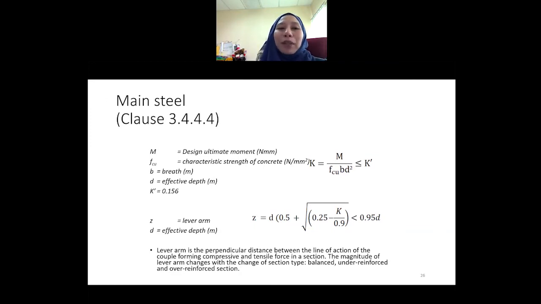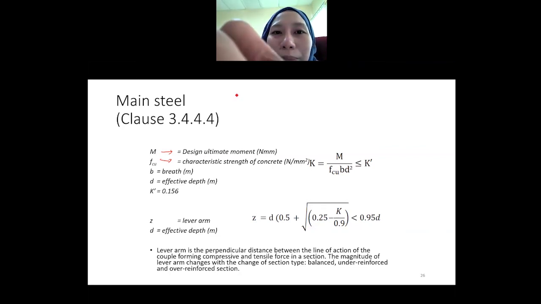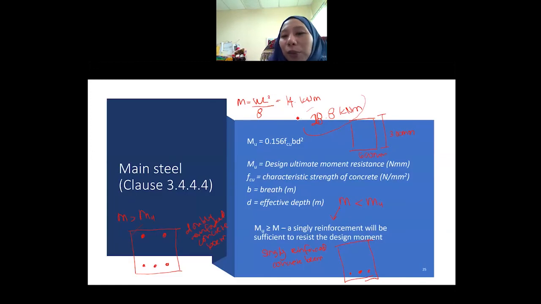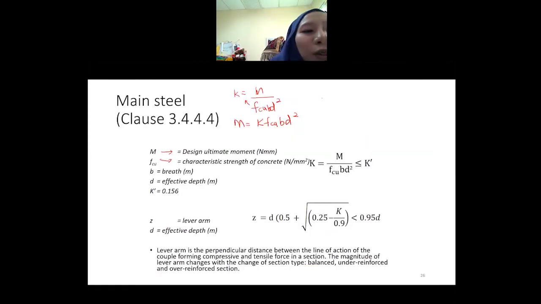Next. Okay. Here we have K equals M divided by FCU BD squared, which must be less than or equal to K prime. So here you see K prime is equal to 0.156. I am showing this because it is actually the same. K equals M over FCU BD squared. If you move it here, you get M equals K FCU BD squared. Look, it is the same as the formula MU equals 0.156 FCU BD squared. I wrote it again here. This is just repetition.